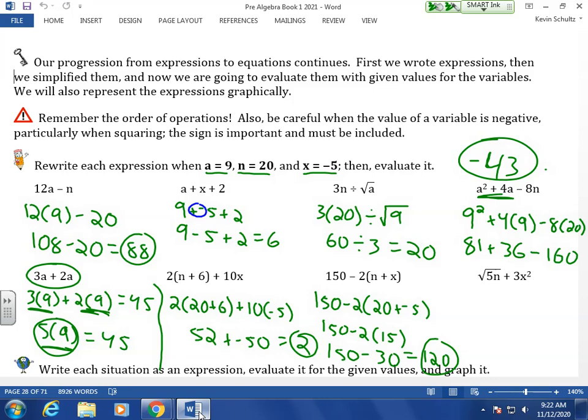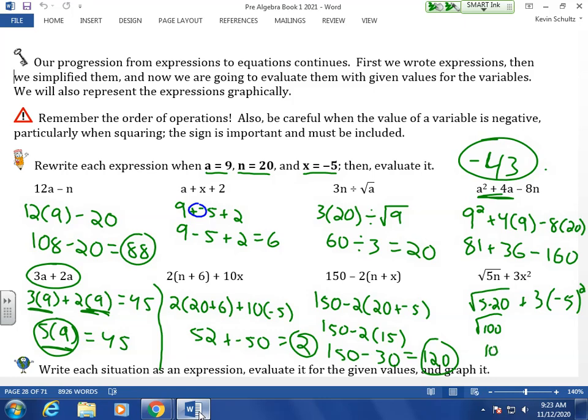Okay. Then the last one, the root of 5n plus 3x squared. So we have the root of 5 times 20, using the dot there to show that we're multiplying, plus 3 times negative 5 squared. So in our root there, 5 times 20 is 100, which is a perfect square. It simplifies down to be 10.